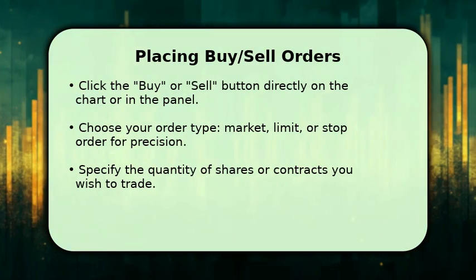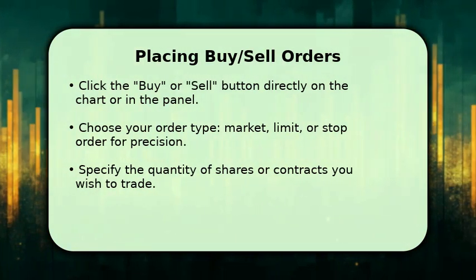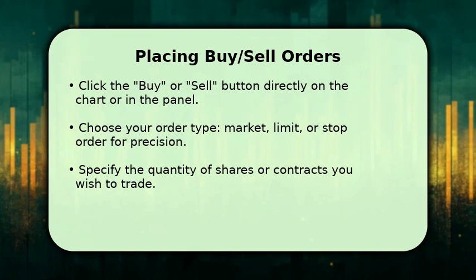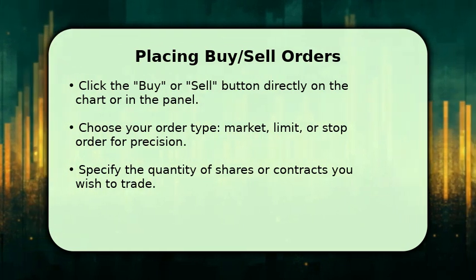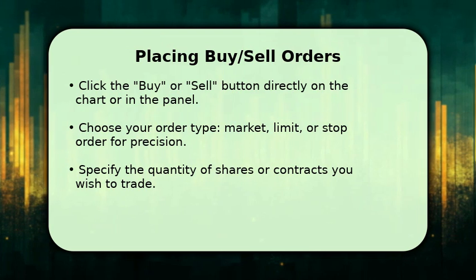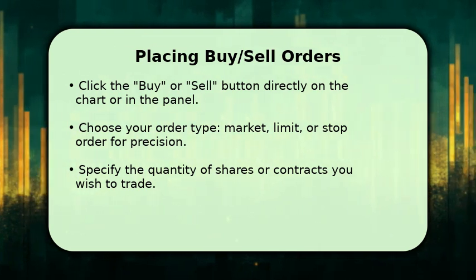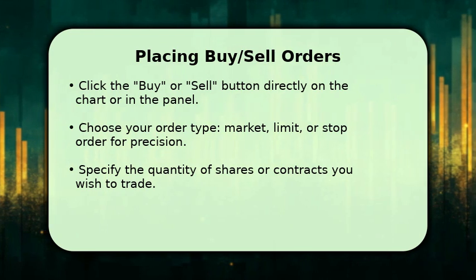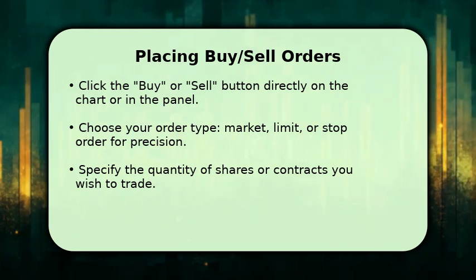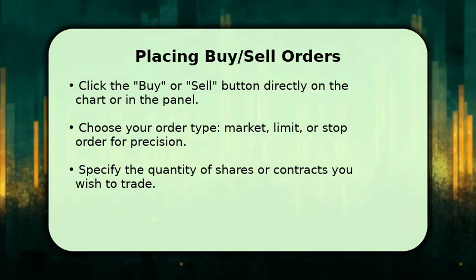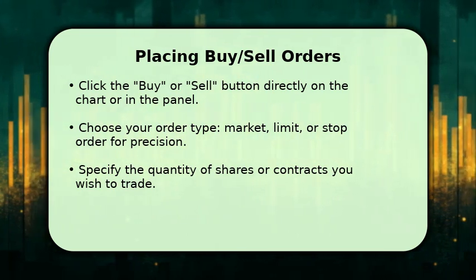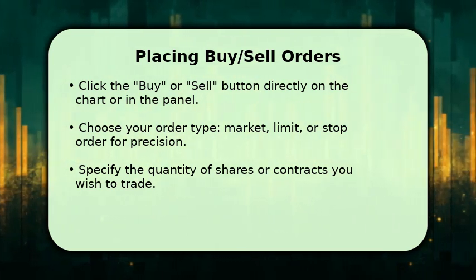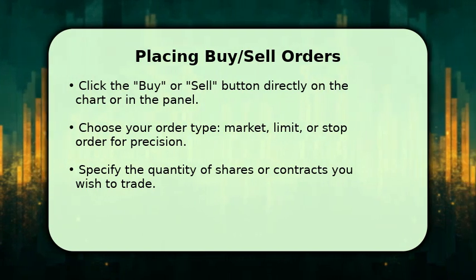With your broker connected, you can now place orders. Simply click the Buy or Sell button, which appears prominently on your chart or within the trading panel. You'll then select your desired order type: a market order for immediate execution, a limit order to set a specific price, or a stop order to manage risk. Finally, specify the exact quantity of shares or contracts you wish to trade before confirming.